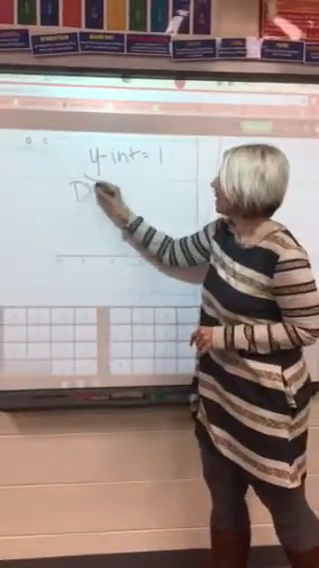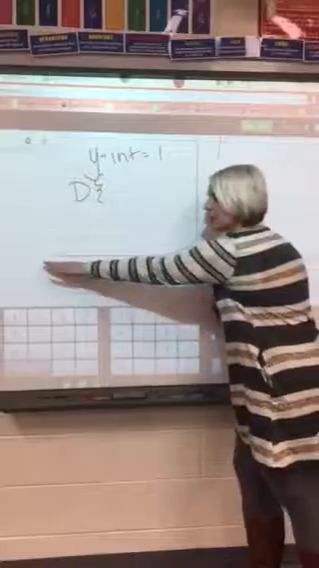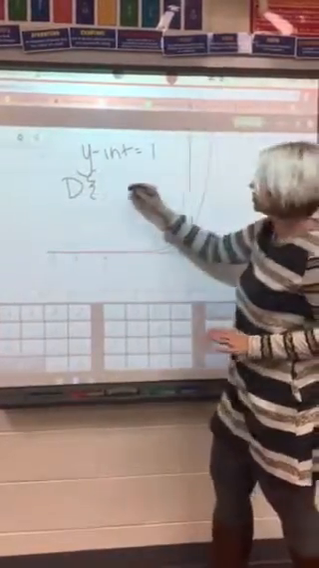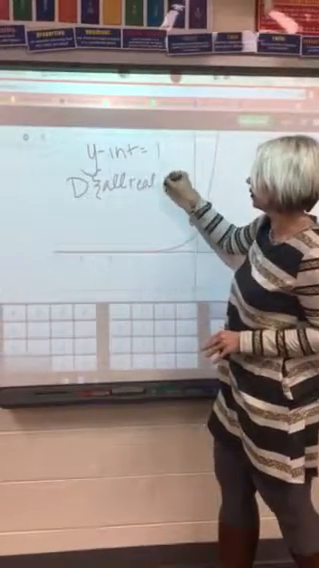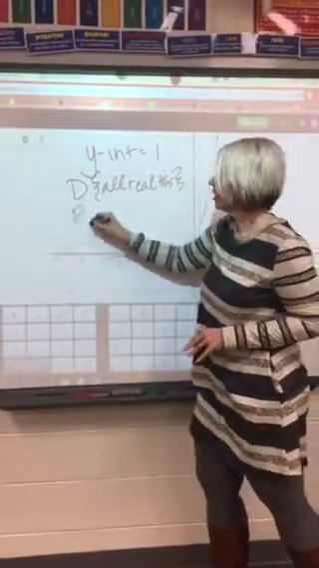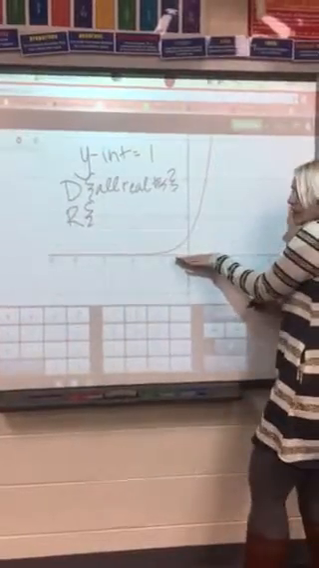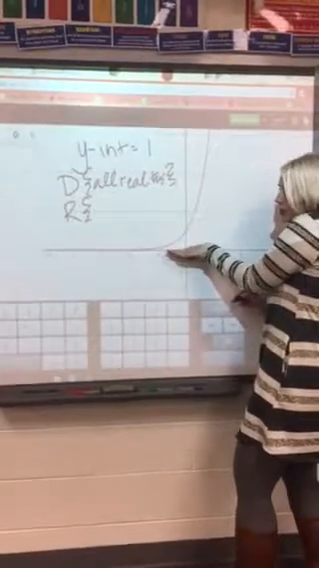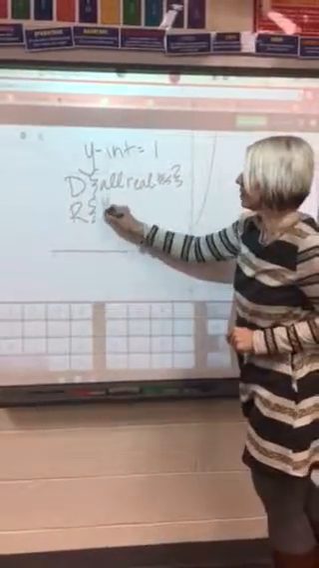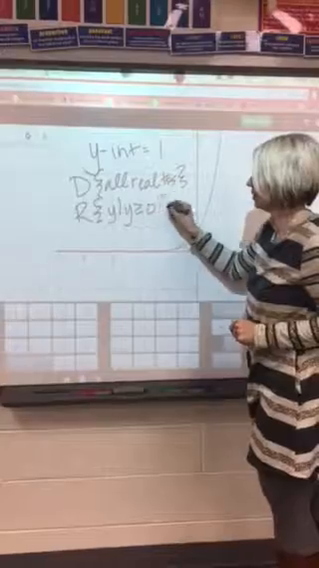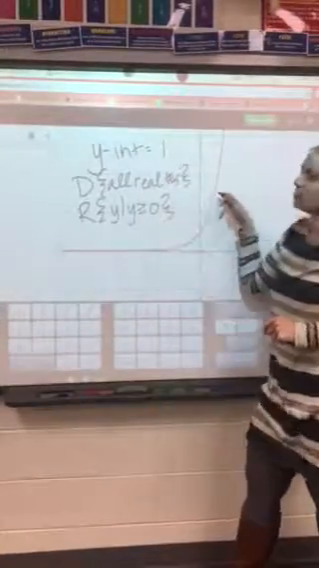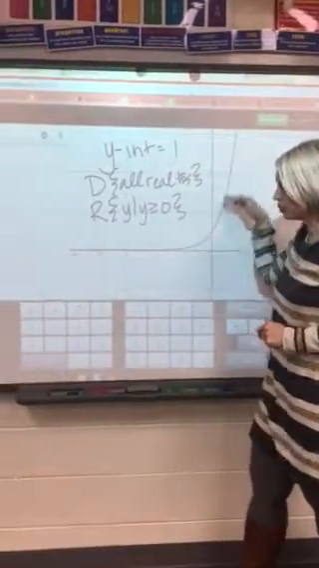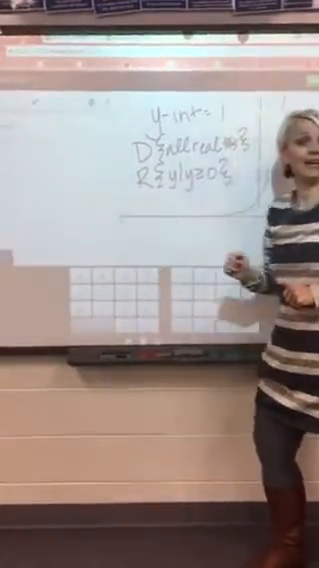As far as a domain, what x values do you see? Well, I can go infinitely negative, and I could go infinitely positive. So we're going to say all real numbers. As far as a range, the values of y, if you look, it's never going to dip below 0. So my values of y are going to be 0 or anything above. So I'm going to say y when y is greater than or equal to 0. So this is an exponential function. It is a curve, and this function is approaching 0 as it goes negative.